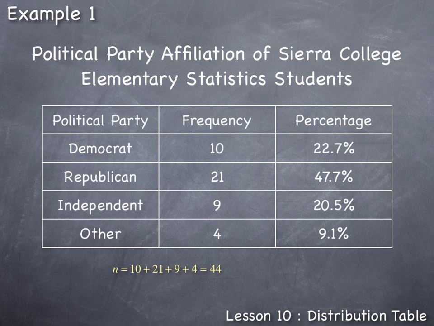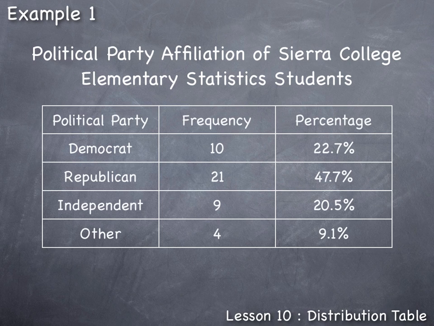Now, just as the sum of all the frequencies always equals the total sample size, in this case 44, adding up all the percentages in a distribution table gives you the total of all percent, which is 100%. So therefore, we have completed the distribution table. Now we need to describe the results.